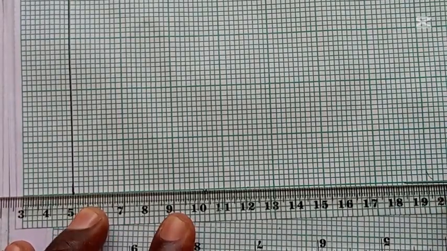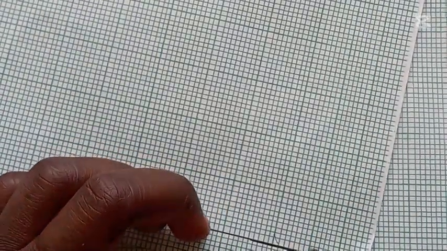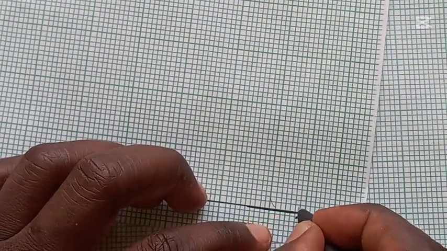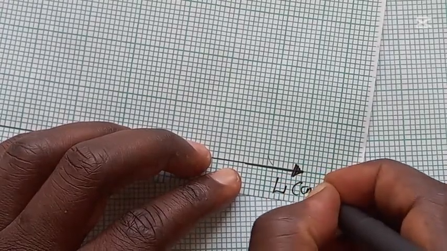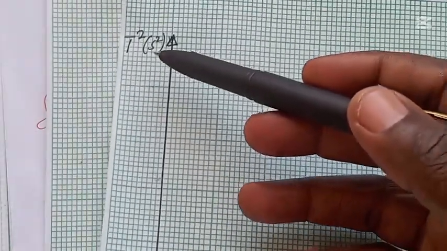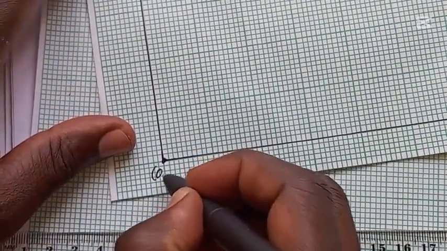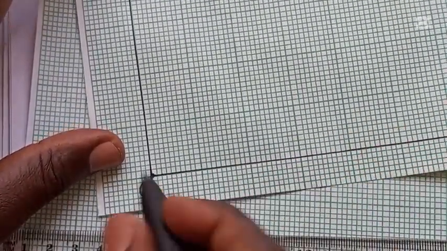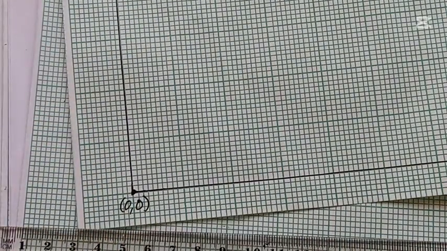I will draw the horizontal one. Because they say against L on the horizontal axis, this is my L in centimeters. You see, I have L in centimeters on the horizontal. On the vertical, I have T squared in seconds squared. This is the origin for both. Everything here is 0. 0 for this one on the horizontal, and on the vertical, this is also 0 at this point. Now, the next thing is scaling.